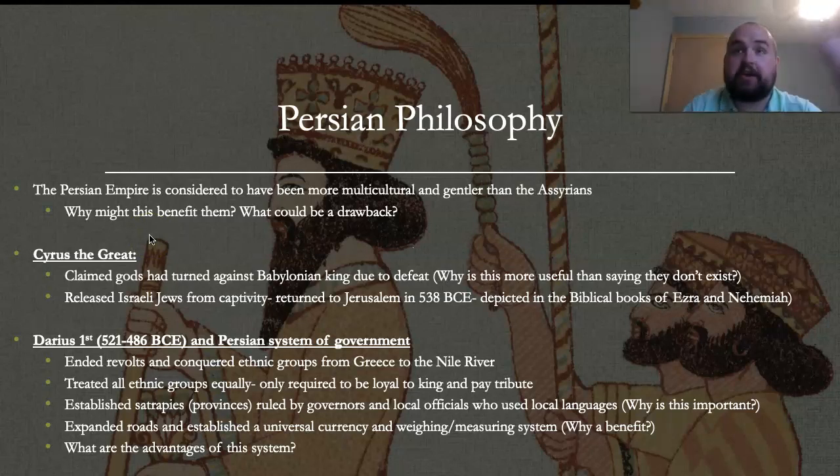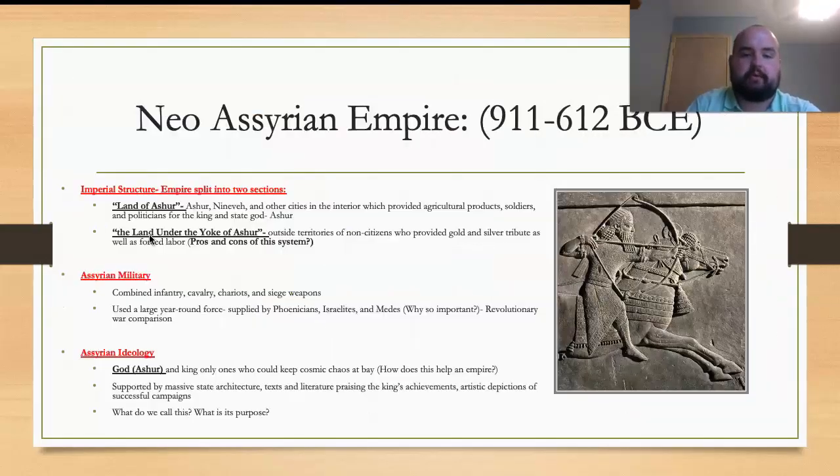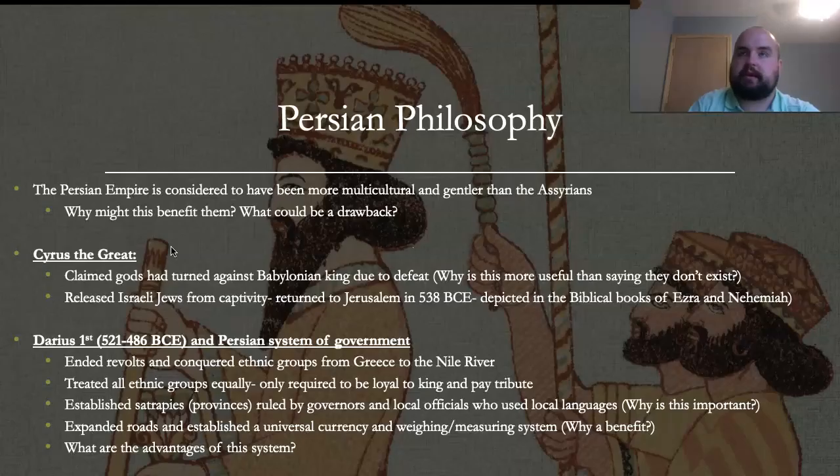Alright, yes, very good, those of you who were paying attention earlier. It essentially means you'll hopefully avoid the problem with the land under the yoke of Ashur. Instead of treating your subjects terribly and inspiring rebellion, the Persians take a gentler approach that might encourage loyalty. For example, Cyrus the Great claimed when he conquered Babylon that the gods there had turned against the Babylonian king due to the king's defeat.